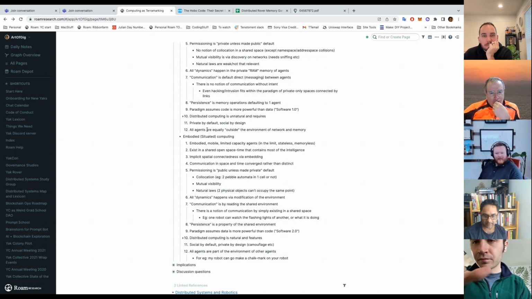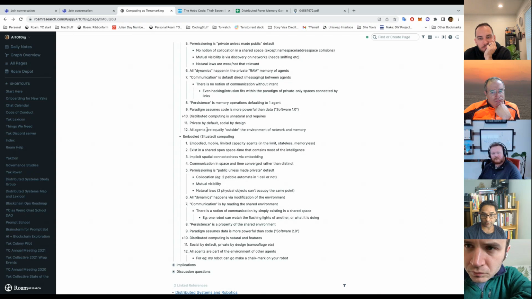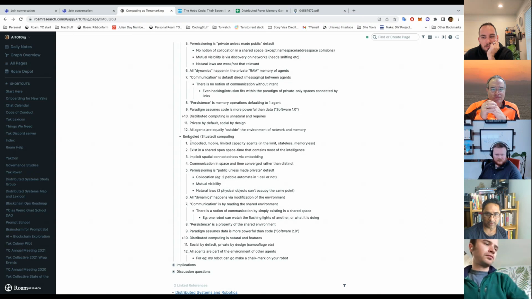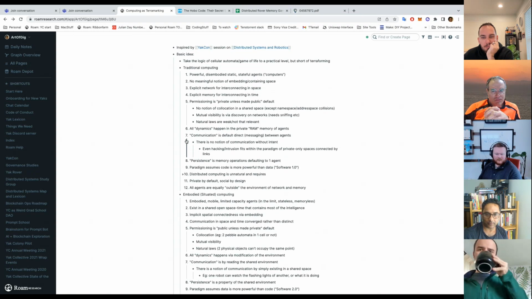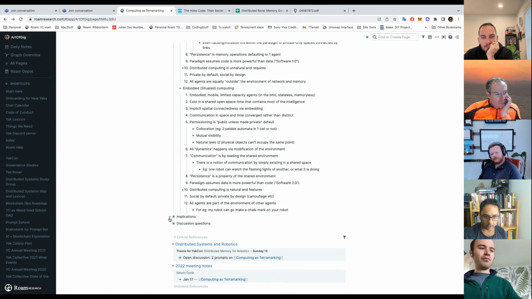And in situated computing, the computing agents are actually part of the environment of other agents. For example, if there are two robots wandering around, one robot can actually put a chalk mark on the other robot, treating it as an indistinguishable part of the converged environment. I don't quite know what to make of this notion that computers are part of their environment, but it was just a thought that occurred to me.